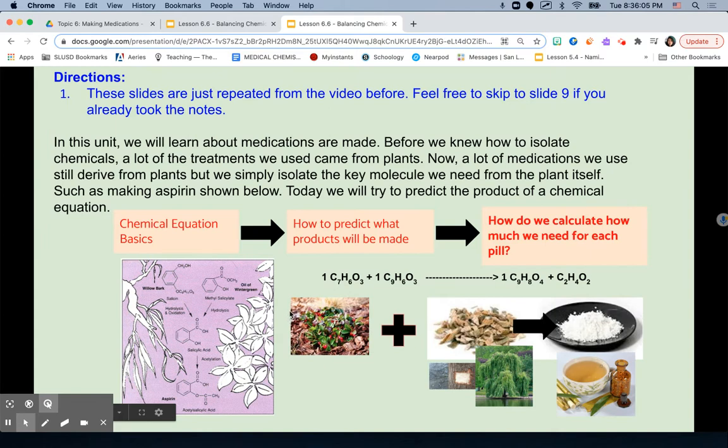So far, we've been talking about chemical equations or recipes in chemistry to make things that we might need, like aspirin. We also figured out how to predict products in the end, and now we're focusing on how to calculate how much we need to make a 500 milligram or 250 milligram pill of aspirin.